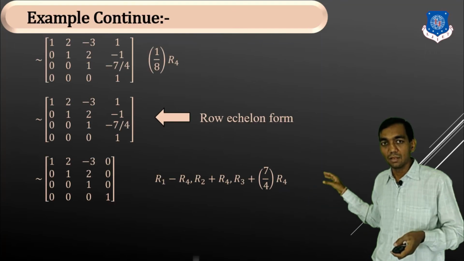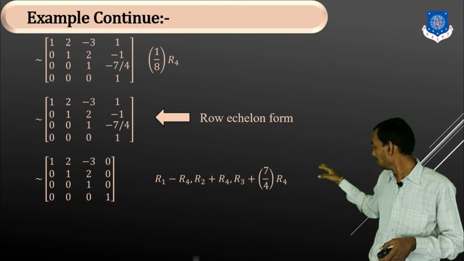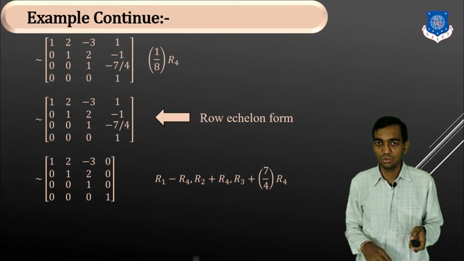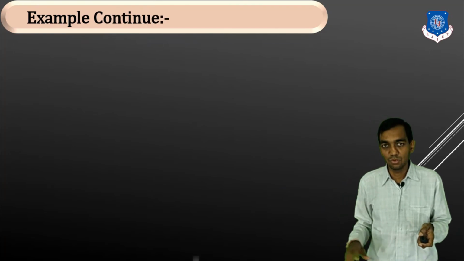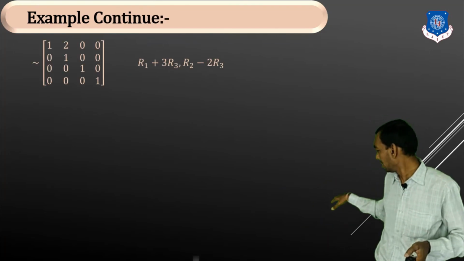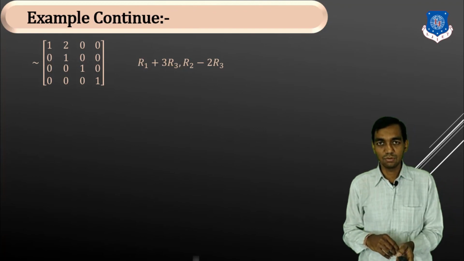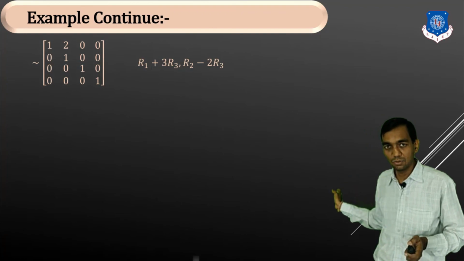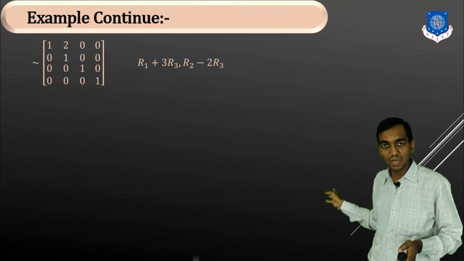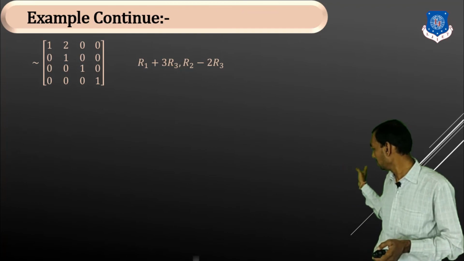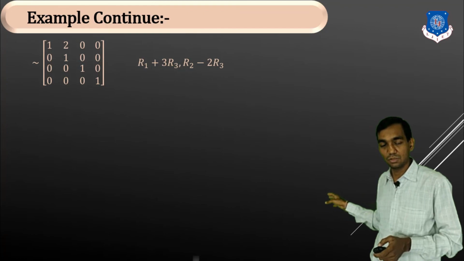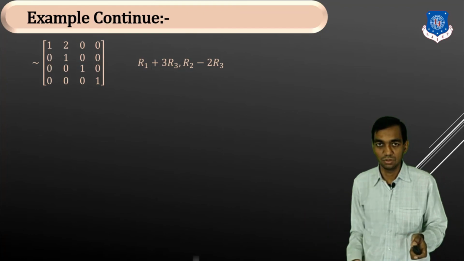The matrix you have is 1, 2, minus 3, 0, 0, 1, 2, 0, 0, 0, 1, 0 and the last one is 0, 0, 0, 1. In the same manner, now using the third row, we are going to make the entries above the third row equal to 0. For that we are going to use the operations R1 plus 3 R3 and R2 minus 2 R3. And that will give you 1, 2, 0, 0, 0, 1, 0, 0, 0, 0, 1, 0 and the last row is 0, 0, 0, 1.